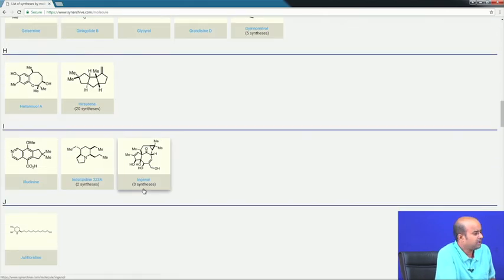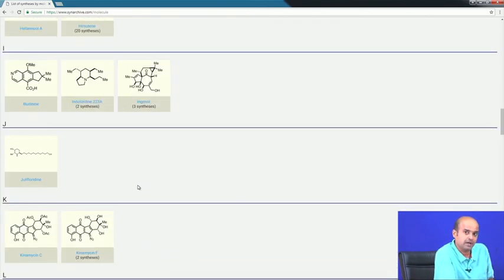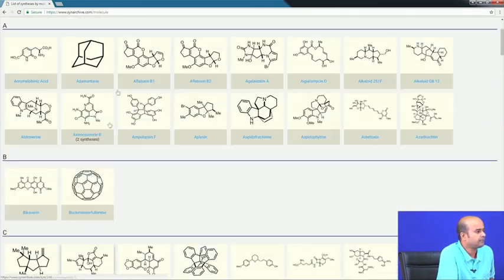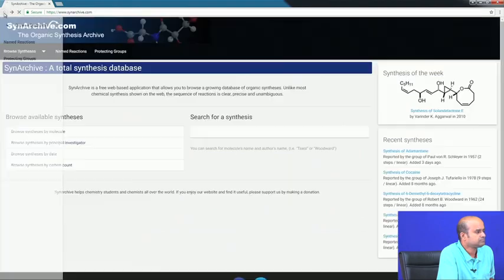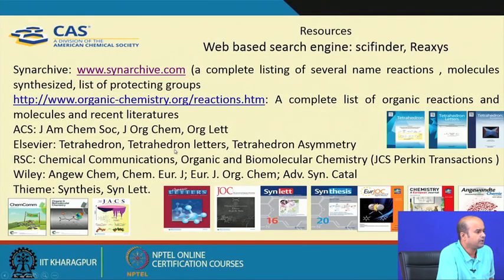You can design the pathway in your independent thinking, and if some reactions are not familiar to you, you can also access the reaction through this portal. So this is one good resource which is available to you.